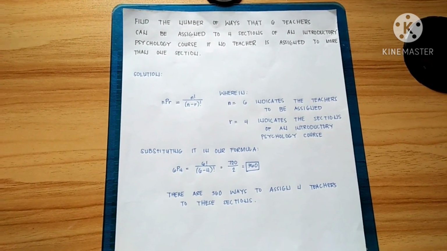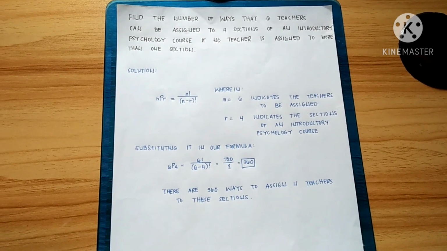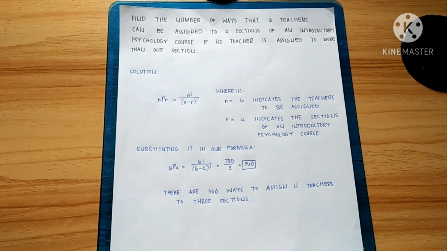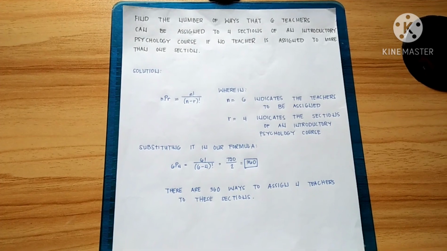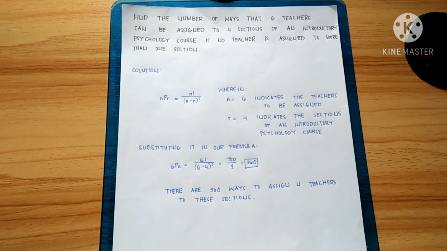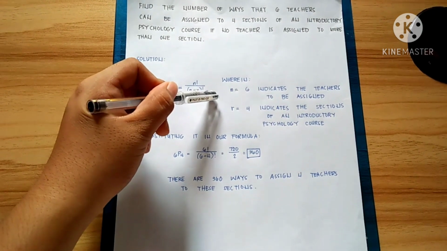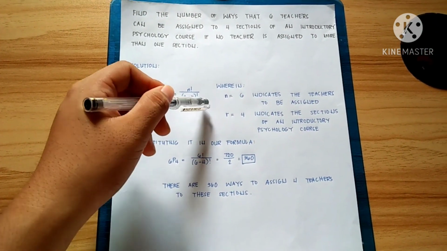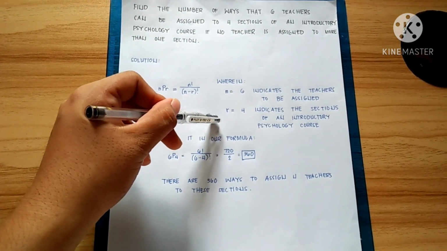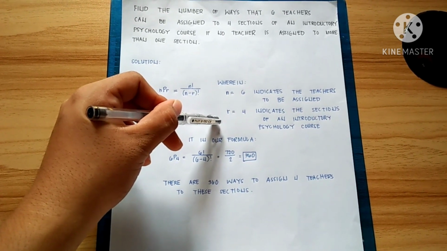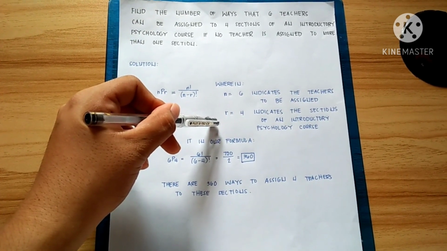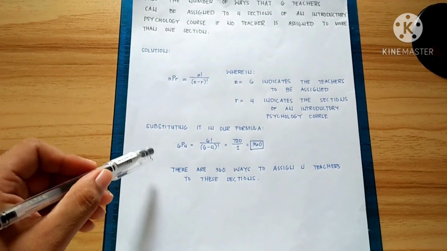We need to find the number of arrangements of 4 teachers selected from a group of 6 teachers. The order is important, so we are going to use permutations. So n will be equal to 6, which indicates the teachers to be assigned. r will be equal to 4, which indicates the sections of an introductory psychology course.